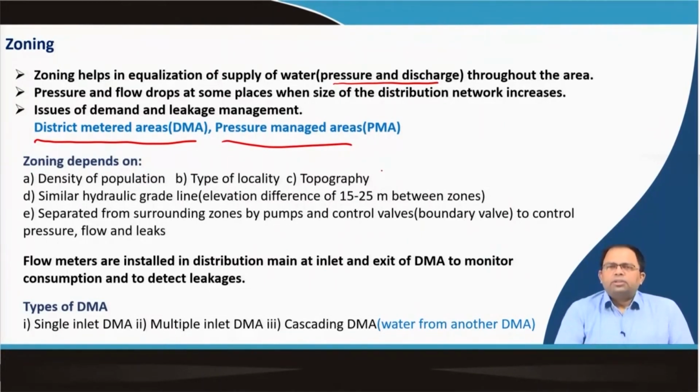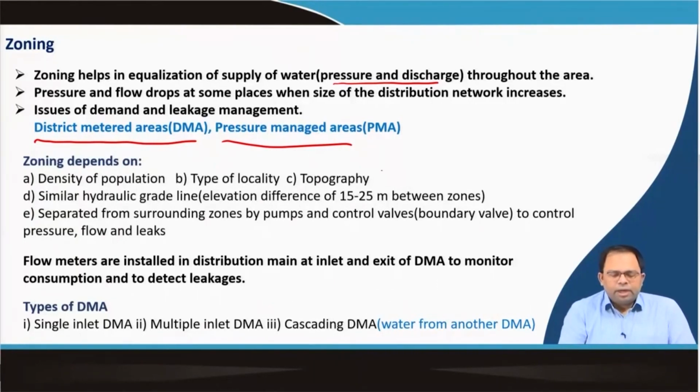Then the topography. For example, if there is a river passing through a particular area, we cannot have the distribution network on both sides. Also, based on the contour of the area, we can decide on the zones that have to be provided, because if there is a hillock in between that area and we have to supply water, it is probably better to make that hillock a separate zone. Why? Otherwise, the pressure difference between the hillock top and the surrounding area would be too high, and it is better not to put that kind of pressure difference within one zone.